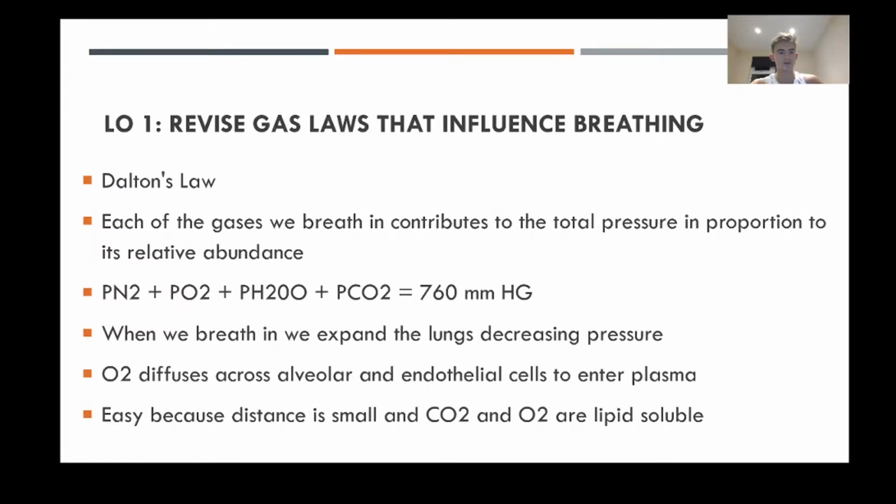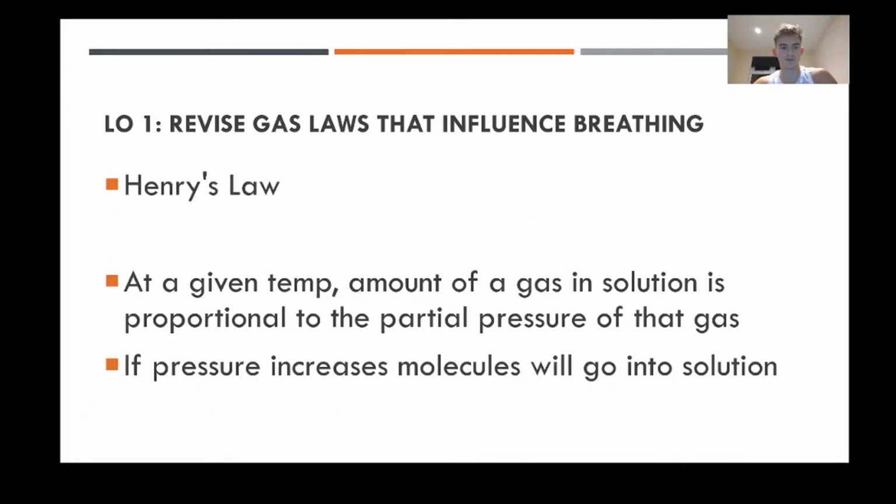Then we've got Dalton's law. Each of the gases we breathe in contributes to a total pressure in proportion to its relative abundance. As we know, our atmosphere is made up of different gases. We've got them here, and the total is 760 millimeters of mercury. The O2 diffuses across the alveoli and then diffuses from cells into plasma, and this is because the distance between the capillaries and the alveoli is very small, and also CO2 and O2 are lipid soluble, so they can easily cross the phospholipid bilayer.